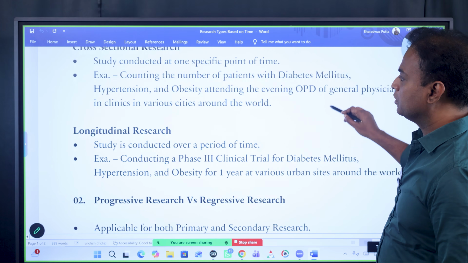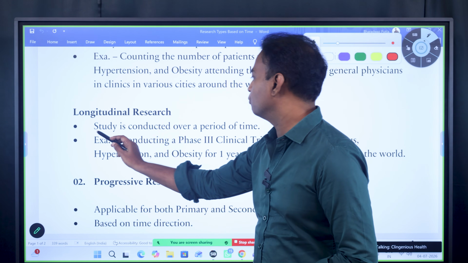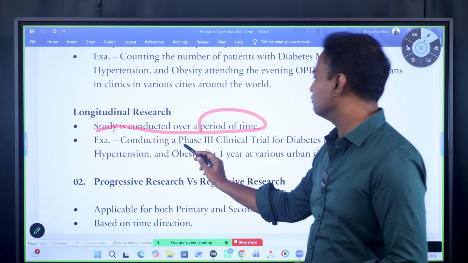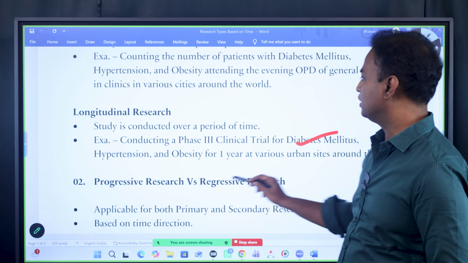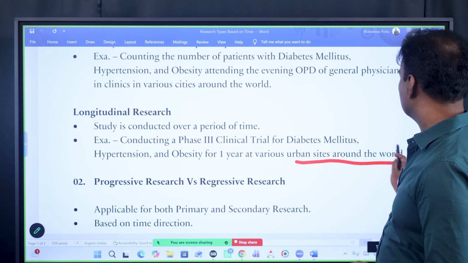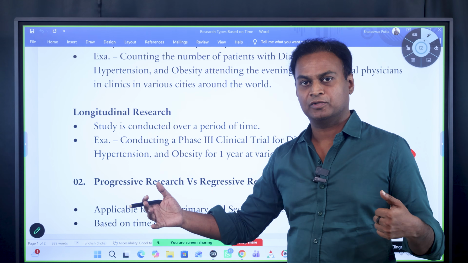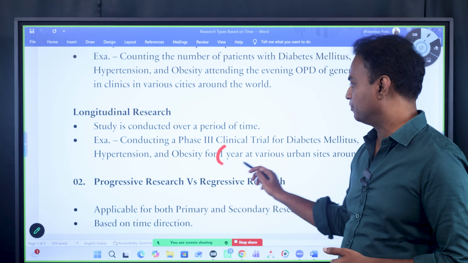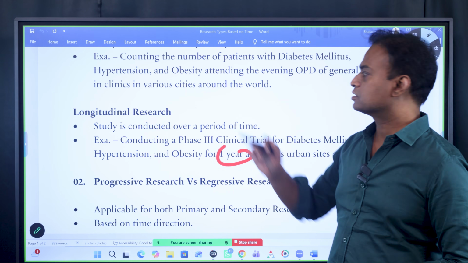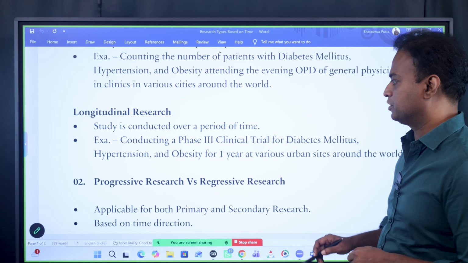Then coming to longitudinal research. What is longitudinal research? A longitudinal study is conducted over a period of time. Example: conducting phase 3 clinical trials for diabetes mellitus, hypertension, obesity for 1 year, in urban cities around the world. If you are doing a study over a long duration, say 1 year or some period of time, not a point in time, that comes under longitudinal research. This is based on the time duration.